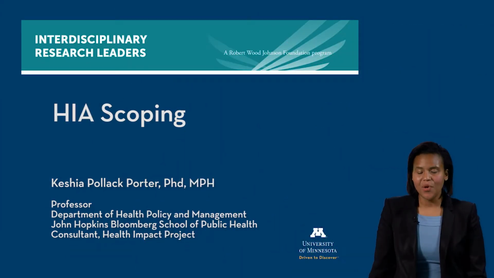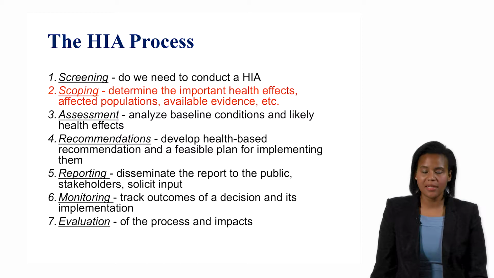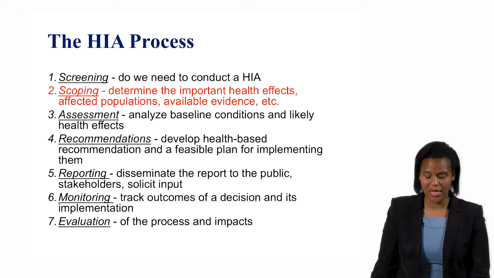Welcome back, everyone. We are now going to cover the second step of the HIA process, which is scoping. Scoping basically asks, what are the important health effects, affected populations, available evidence, etc., that will be covered in this HIA. Basically, what is the scope of the HIA?